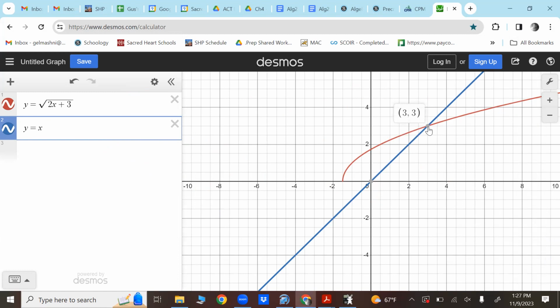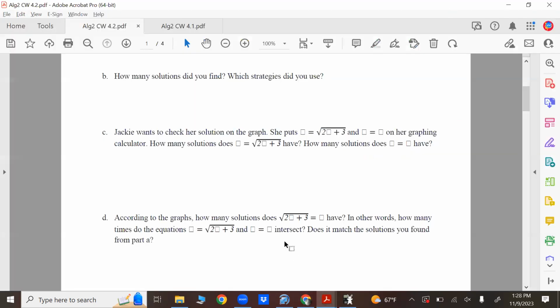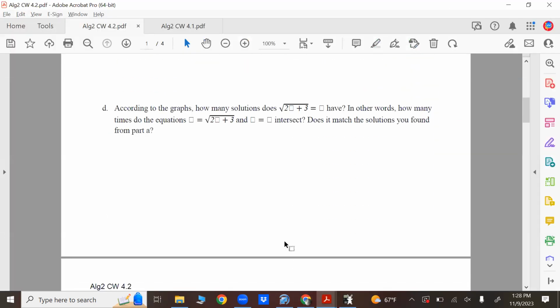Definitely at 3, 3, but definitely not negative 1. At negative 1, that's like over here somewhere, right? And negative 1, that's over here. So there's nothing common at negative 1, but definitely at 3 there is. They share something common. So according to the graphs, how many solutions do they have, or basically points of intersection? Just 1. In other words, how many intersection points do you have? Just 1.